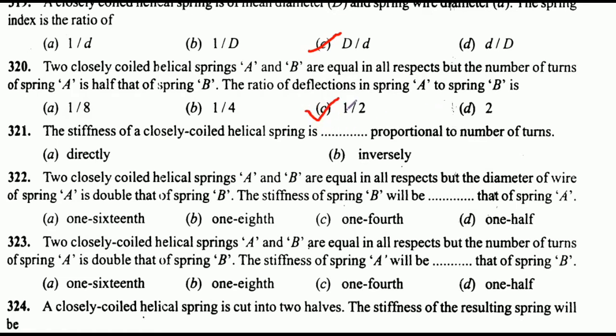Next is the stiffness of a closely coiled helical spring is dash proportional to the number of turns, directly or inversely. So here option B is the correct answer, that is inversely proportional to the number of turns.